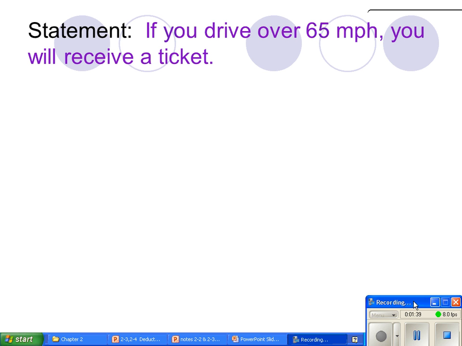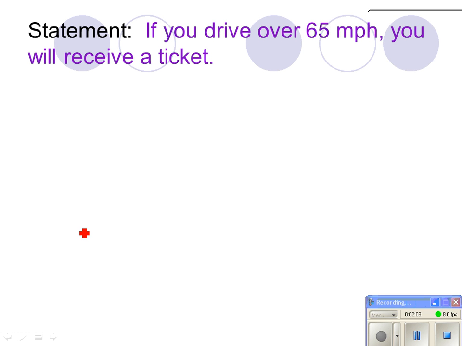When you read a statement, you've got to take it that it's the rule. Nothing else. You can't read anything else into it. You've got to take it that that is the rule. So this rule says if you drive over 65, you will receive a ticket. No matter what you actually see out in the real world, when we're dealing with something in here, thinking logically, you've got to take this as the set rule.